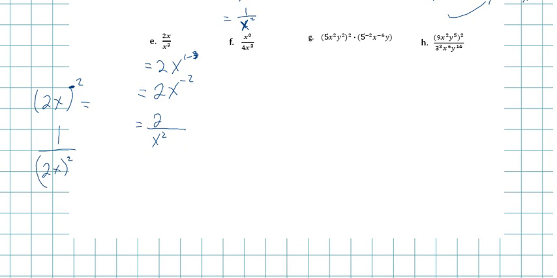I'm lost. No, just that last step, I don't understand. Okay, so -2, and then where does it go from there? Right here? From here to here? Okay.